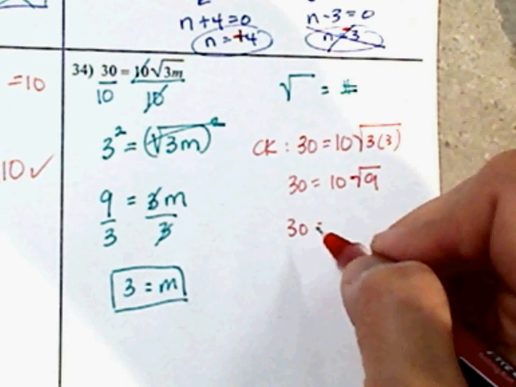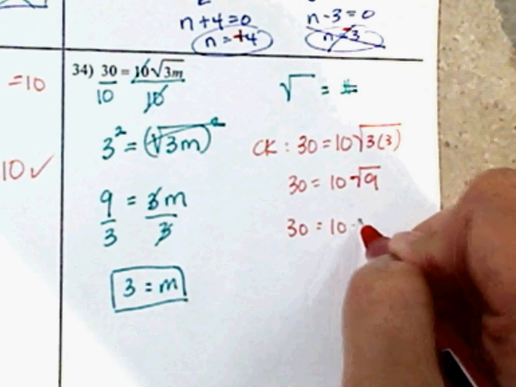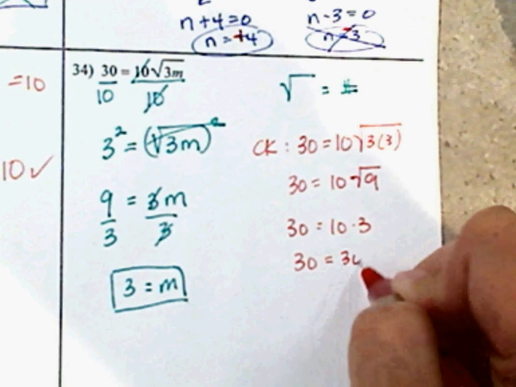Then you got 10 times 3. So is 30 equal to 30? Yes. So that is your correct answer.